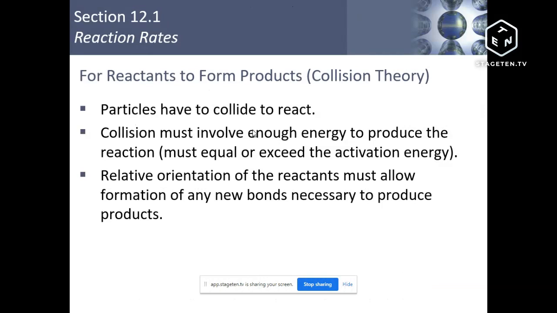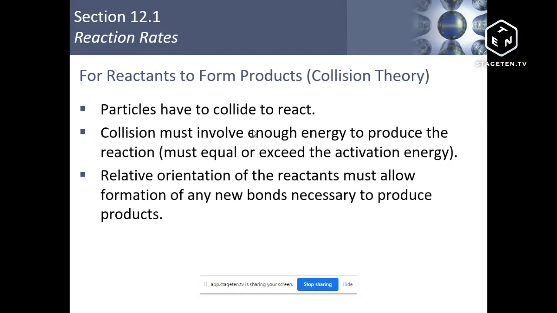And if it has those two things, then we call that an effective collision. An effective collision is a collision that results in the reaction taking place. The reactants have turned into the products. And for the reverse reaction, an effective collision would be the products turned back into the reactants. Okay? All right. So that's collision theory, right?